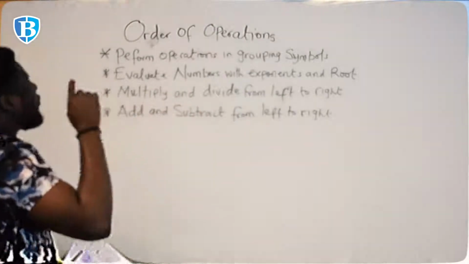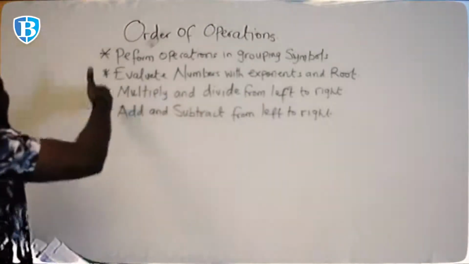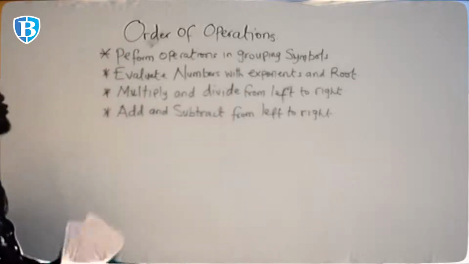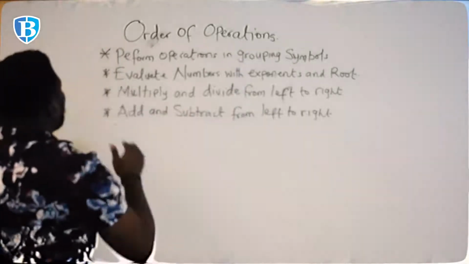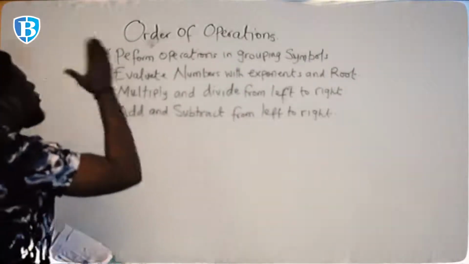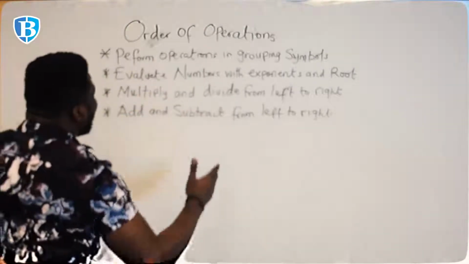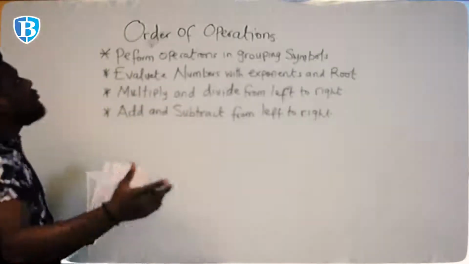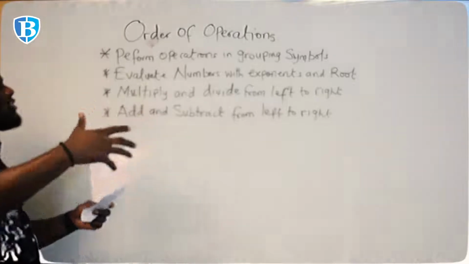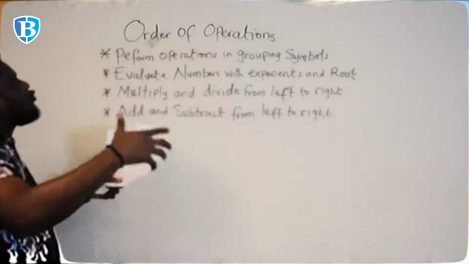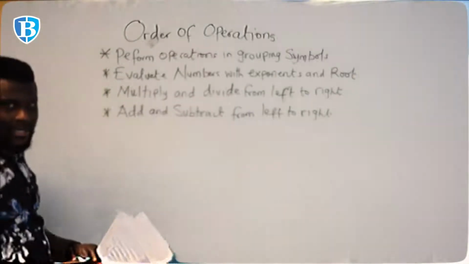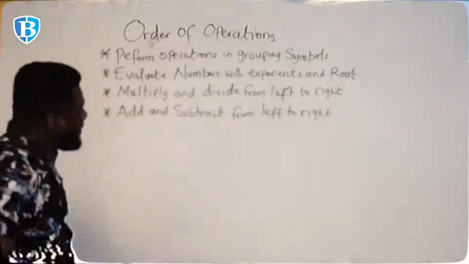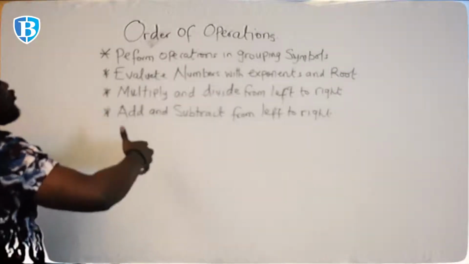Now, first of all, when you need to solve order of operations, these are the step-by-step things you have to do. First, you need to perform operations in grouping symbols. What do you mean by that? That means the operations that are in parentheses. Some call it brackets.